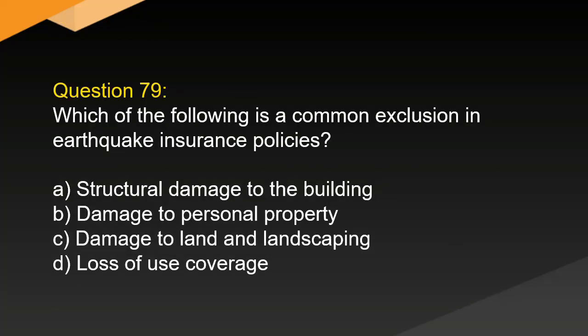Question 79. Which of the following is a common exclusion in earthquake insurance policies? A. Structural damage to the building. B. Damage to personal property. C. Damage to land and landscaping. D. Loss of use coverage.